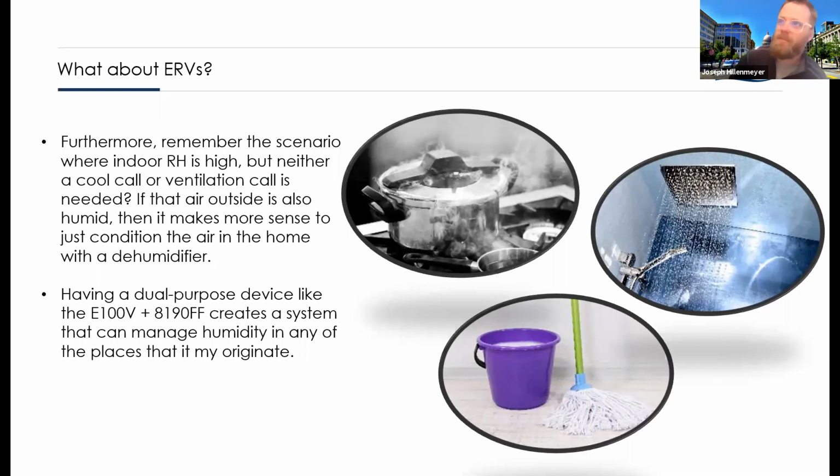Best way to do that is to use the piece of equipment that was designed to do that, which is a dehumidifier. So, a dual purpose device like the E100V 8190FF, you've got a system that can manage humidity no matter where it originates, can condition that air before it delivers it to the living space and help you manage the problems that come with high humidity.